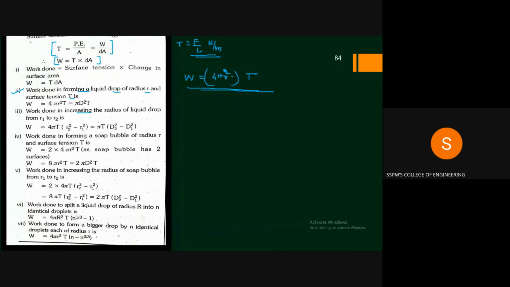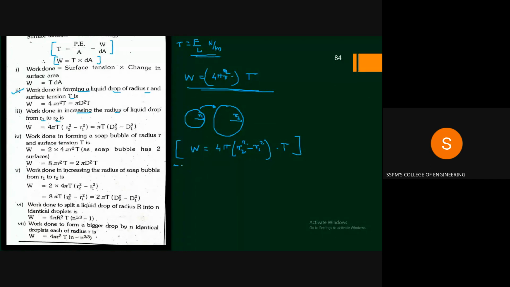Now the work done in increasing the radius of the liquid drop from R1 to R2. Suppose we have an initial drop having the radius R1 and we want to increase the radius to R2. So what is the work done? Here the work done will be the change in the area, dA. That change in the surface area will be 4 pi into R2 square minus R1 square, into the surface tension T. So this is the work done when we change the radius from R1 to R2 for the liquid drop.